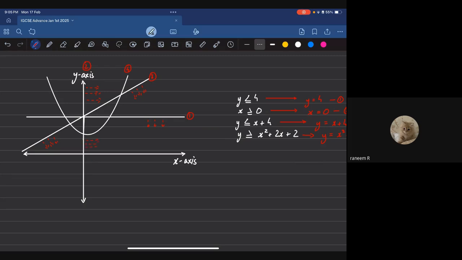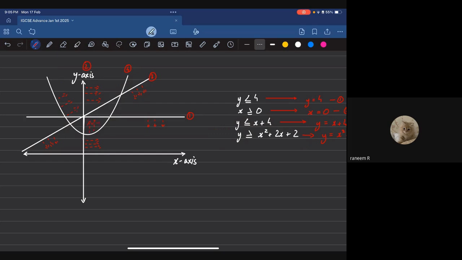Is this clear, guys? Okay, so you're going to be shading towards the right of this axis, below this line, but over here it says y is greater than this quadratic equation. So what does that mean? You have to shade above this, like over here. You have to shade above.